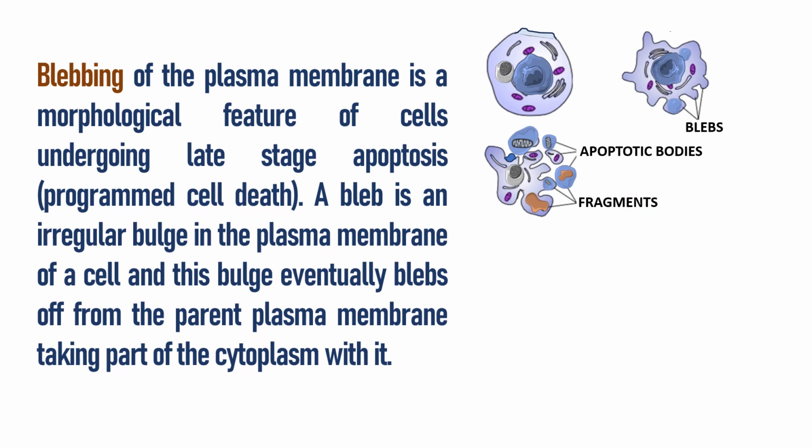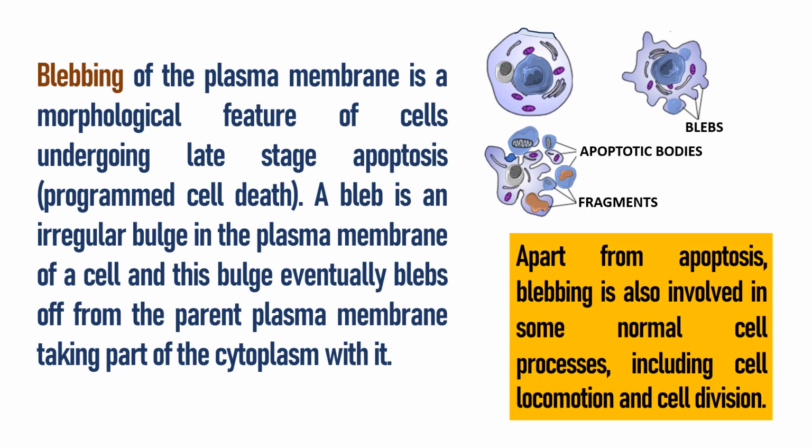Blebbing of the plasma membrane is a morphological feature of cells undergoing late-stage apoptosis, that is, programmed cell death. A bleb is an irregular bulge in the plasma membrane of a cell, and this bulge eventually blebs off from the parent plasma membrane, taking part of the cytoplasm.